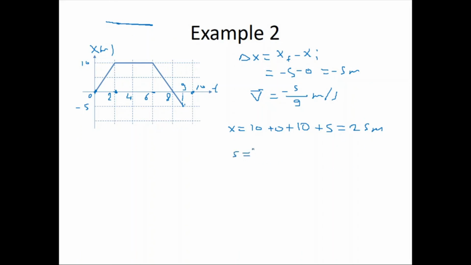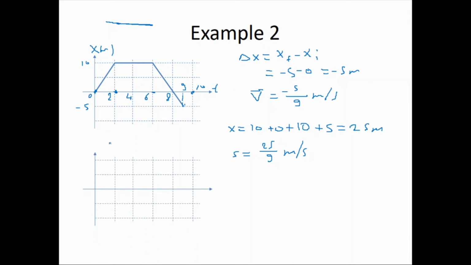Then speed will be equal to distance traveled, 25 meters, divided by total time, 9 seconds, so it will be 25 divided by 9 meters per second. As you see, the velocity and the speed are different from each other here, and from here we can draw the velocity-time graph of this object. Now let's look at the tangent of this line to find the velocity here. Remember, the tangent is equal to this height divided by this length, so it is 10 divided by 2, which is 5. So here velocity is 5 meters per second.